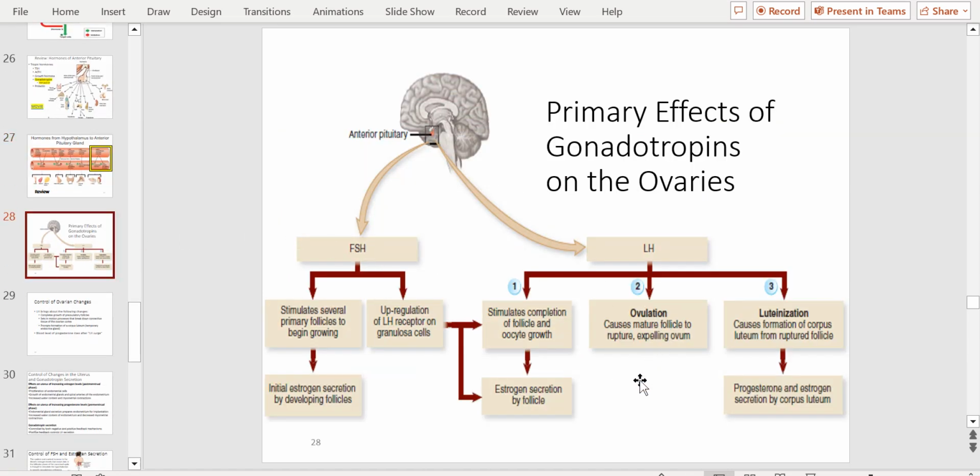Primary effects of gonadotropins on the ovaries. There's your follicle stimulating hormone. It stimulates several primary follicles to begin growing, initial estrogen secretion by developing follicles, and upregulation of luteinizing hormone receptors.